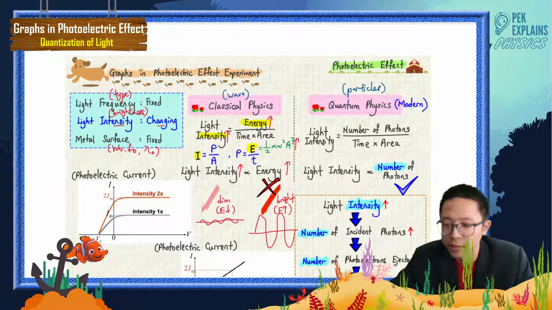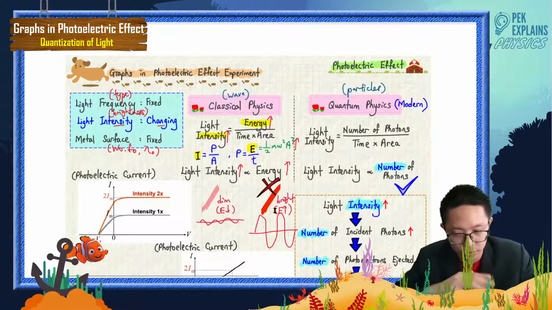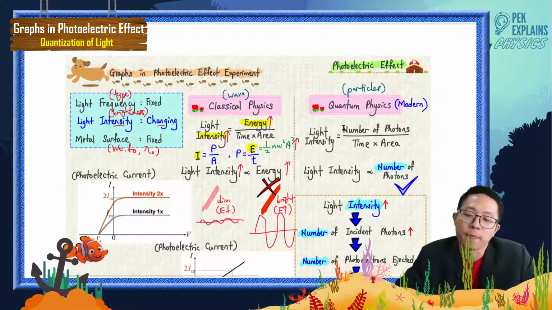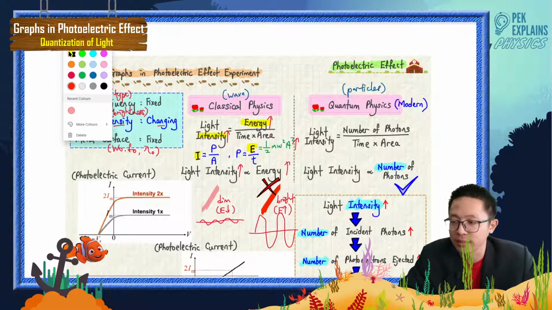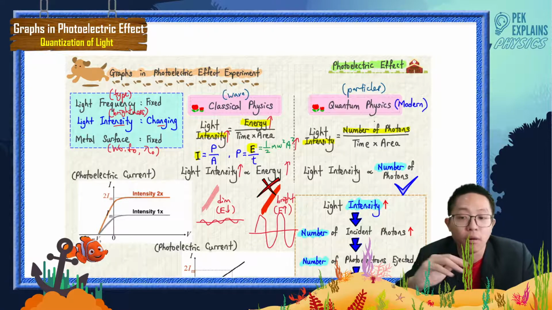See that? Small amplitude, big amplitude. Because you think the higher the intensity, the higher the energy, the higher the amplitude. That's the classical physics. But for modern physics, intensity is not about energy. Intensity is about the number of photons, and that's the actual case. He sees the light in the form of particles.